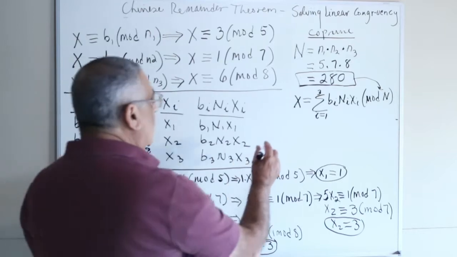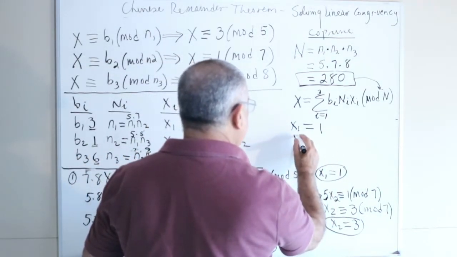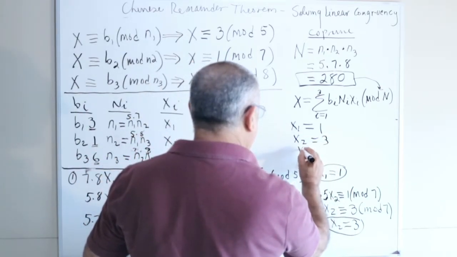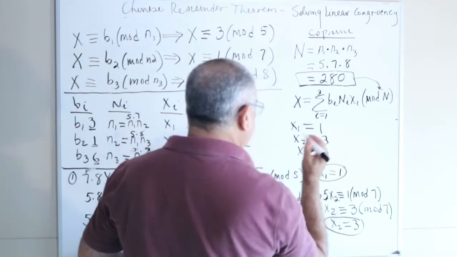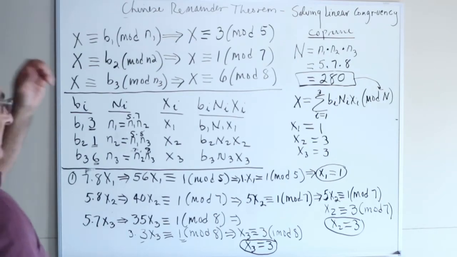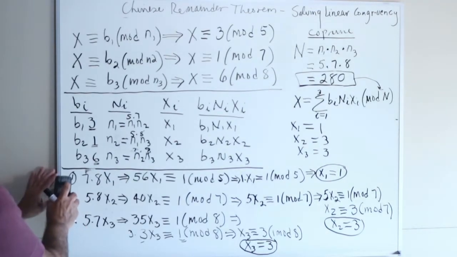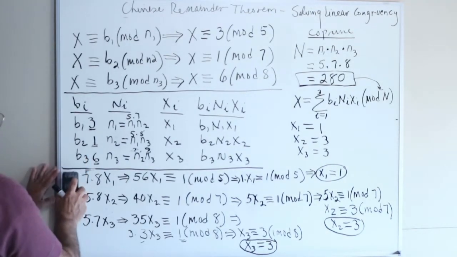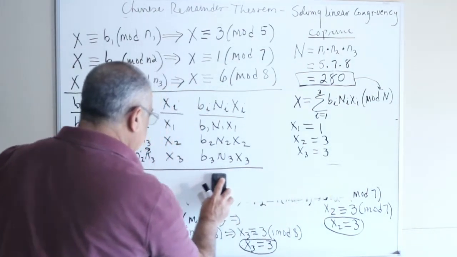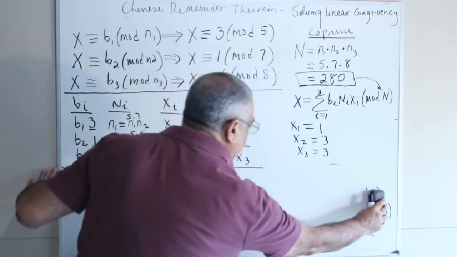So now what do I have? I have x1, which is 1. I have x2, which is 3. And I have x3, which is actually 3. So now I got to go back to my original equation, and I'm going to sum these and see how I can come up with the answer. So let me erase these values and plug it in, since I know what the values for x1, x2 and x3 are.